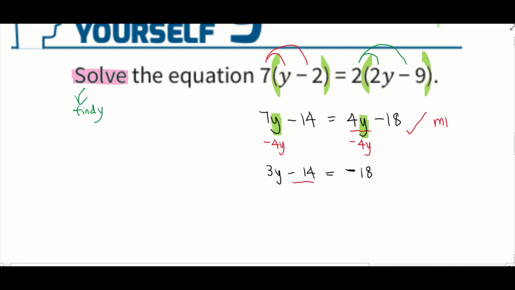Now I'm going to deal with the minus 14. Do the opposite: plus 14, plus 14. The last step, if I have 3y equals negative 4, I'm going to divide by the number in front of y. The number in front of y is 3. I divide by 3, it will give me y. On the right side, it will give me minus 4 over 3.